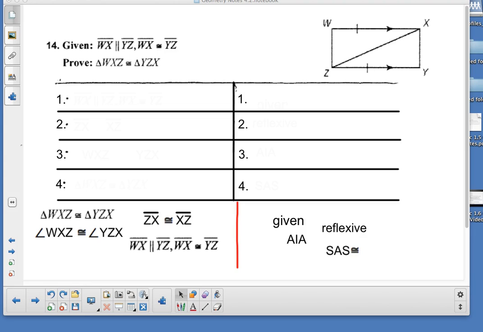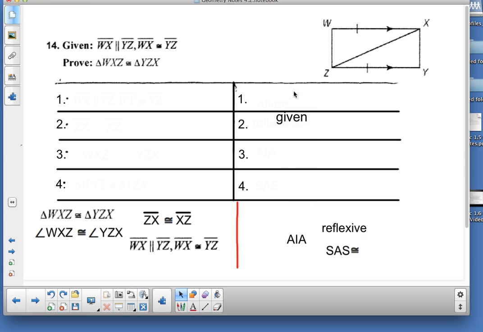Okay, so what's the first thing I got to start with? Given. So let's put it down. I got a given. Let's get it down. Okay, so I got the given going on. What's the next thing you want to go with? Say it louder. Awesome. We're going to go with alternate interior angles.